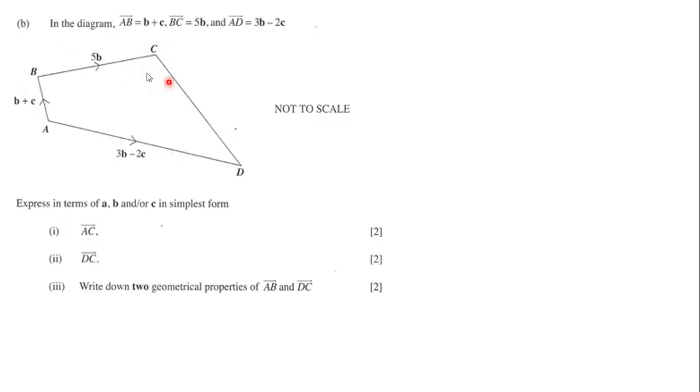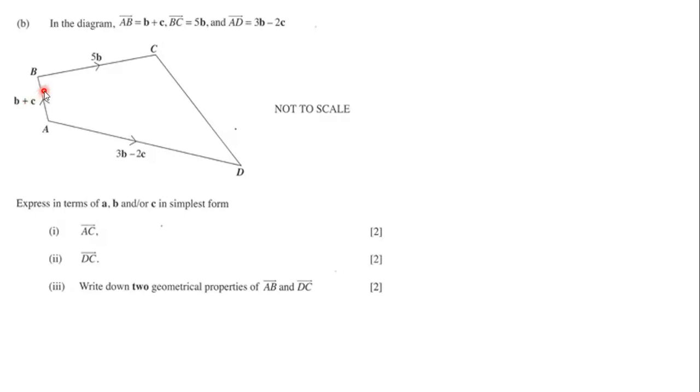And here we have a four-sided figure with four vertices, A, B, C, and D. What's the name for four-sided figures? What is the geometrical name? Well, we call them quadrilaterals. Here we have this quadrilateral in front of us, and notice they tell us in the diagram that AB is equal to B plus C.